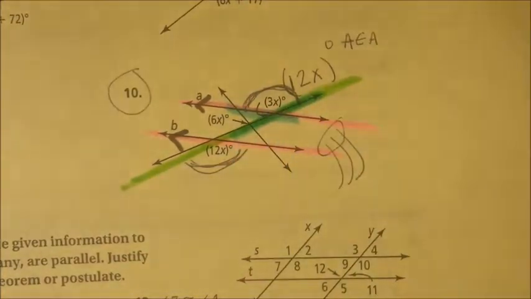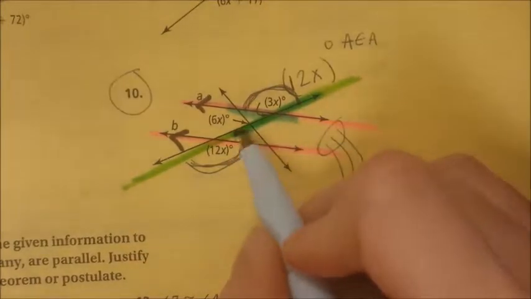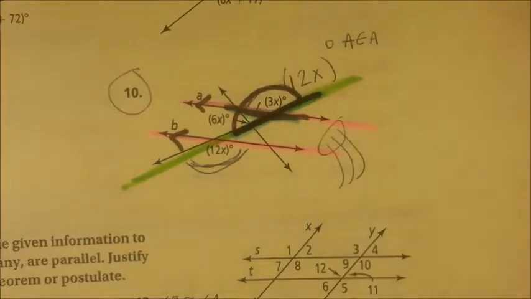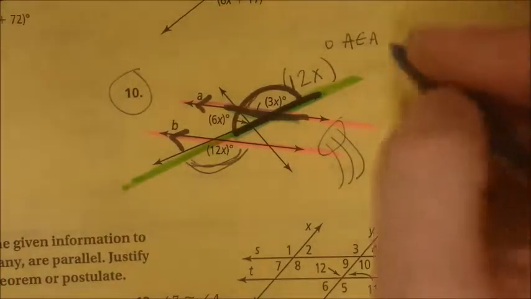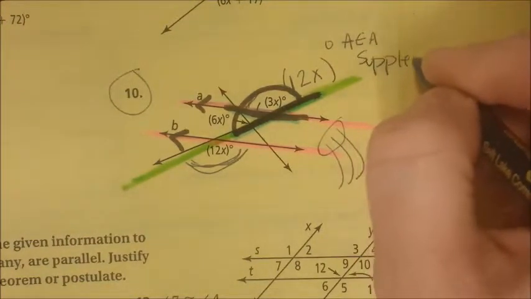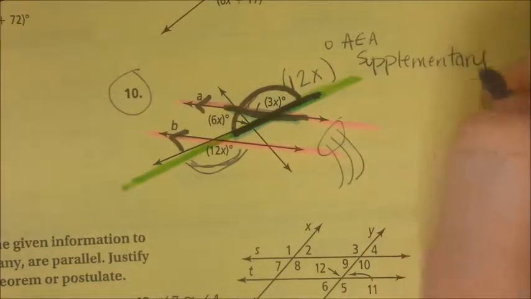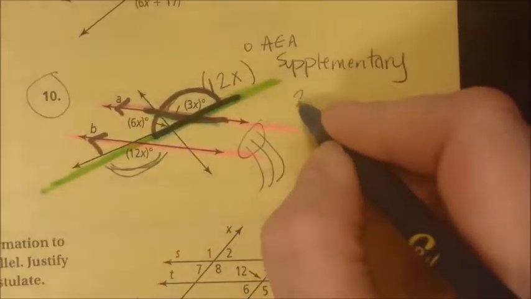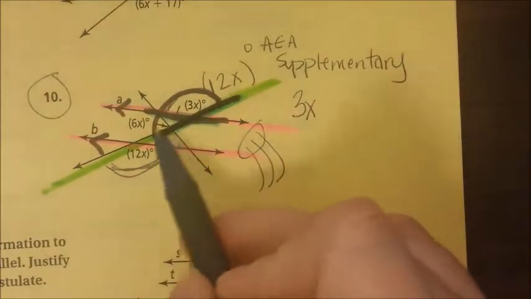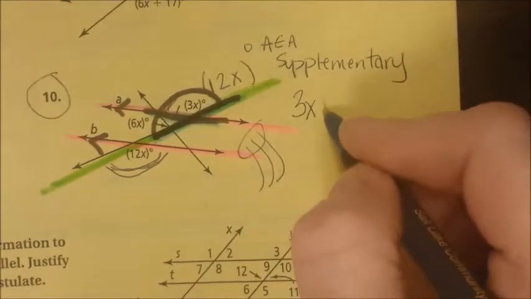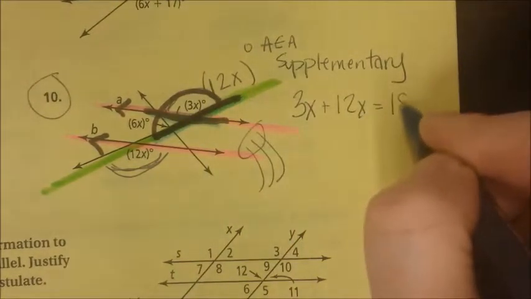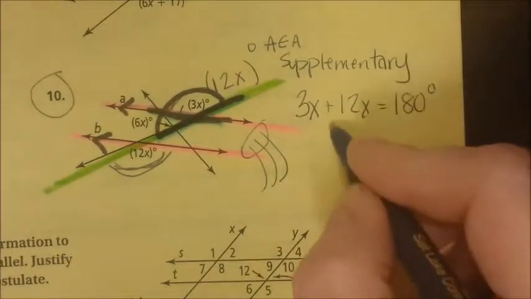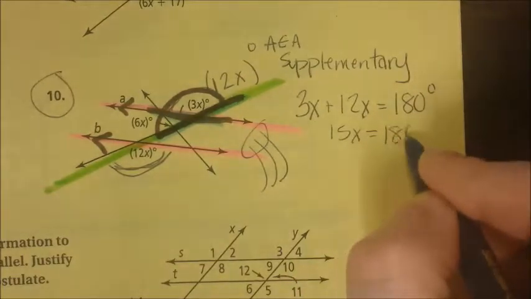3x and 12x together form a linear line. So that means they're supplementary. Those angles are supplementary. Supplementary means they add up to 180 degrees. So I can just take them and add them up. 3x, which is this little inner angle right here, plus the bigger angle, which is 12x, equals 180 degrees, and solve for x, and that's what we were asked to find. 3x plus 12x is 15x equals 180.